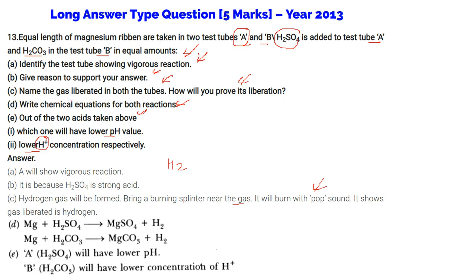Then we have the next part. Magnesium, when it combines with H2SO4, gives MgSO4 and hydrogen is liberated. Mg, when it combines with H2CO3, gives MgCO3 and hydrogen is liberated. Then we have these two. So A, that is H2SO4, has lower pH because it is more acidic, and B, that is H2CO3, will have lower concentration of H plus.